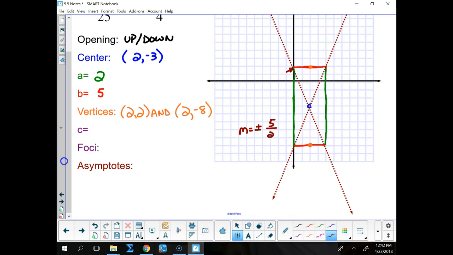So that point right there is my y-intercept. That's a y-intercept of 2. That's got a negative slope on it, though. So that's going to be y equals negative 5/2 x plus 2. This one has a y-intercept of negative 8 with a positive slope. So that's going to be y equals positive 5/2 x minus 8.